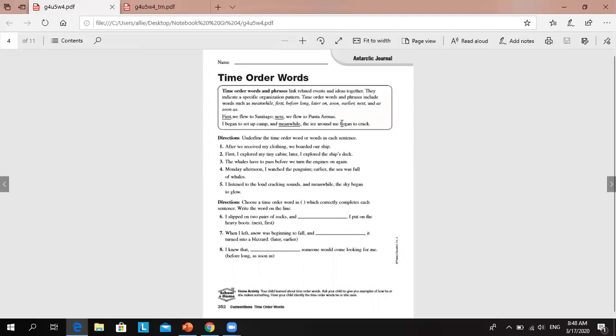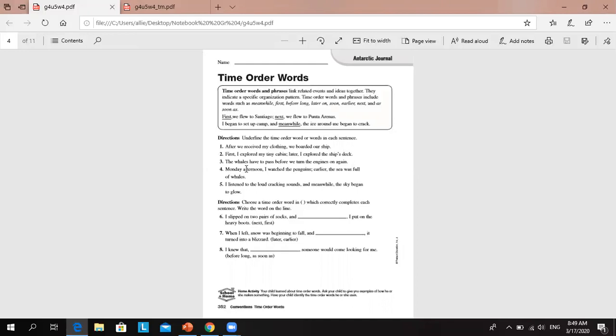If we look at this particular sentence over here, we would see that "First we flew to Santiago, next we flew to Punta Arenas." In this sentence, first tells us what happened at the beginning, and the word next tells us what happened after the person flew to Santiago. So these words, first and next, show us how events are arranged from the beginning to the end in their proper order. And that is what time order words are used for.